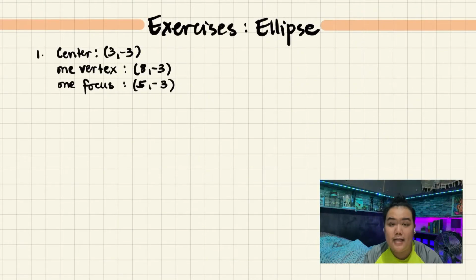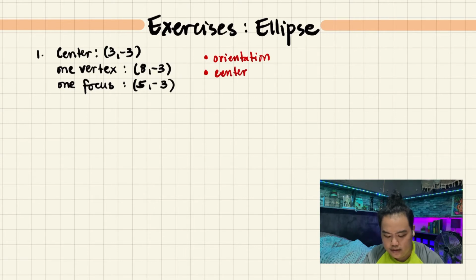Pag pinapahanap ang equation ng ellipse, ito yung mga kailangan ninyong hanapin. Number 1 is the orientation. Kasi pag alam mo na yung orientation ng ellipse, malalaman mo kung ano yung form ng equation niya dun sa dalawang binigay natin kanina. And then the center, tapos si A and B. So yung apat na yan yung kailangan nating hanapin.